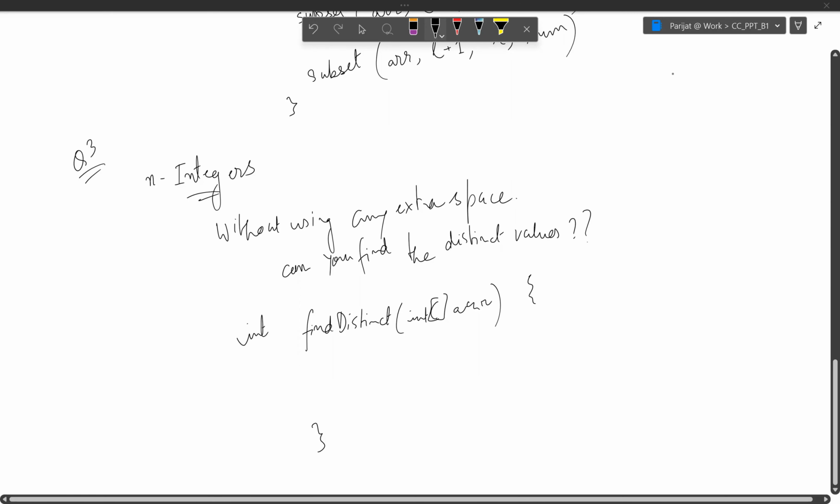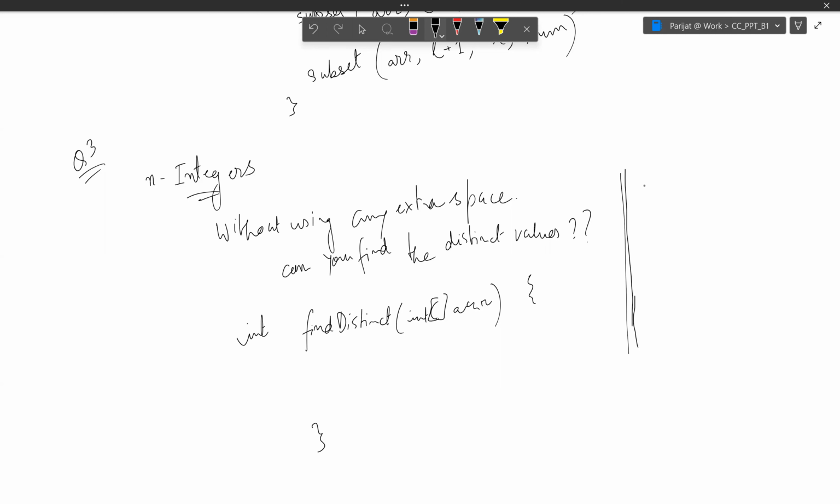Awesome. So Atul has a solution here. Whenever you see that you have a space constraint, you can look at sorting the array. And the moment you sort an array, you can easily find the number of distinct values, right? You don't need to necessarily compare adjacent elements. You can keep two pointers and move them forward accordingly.